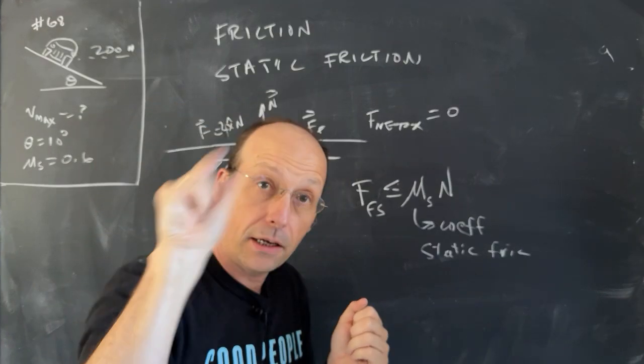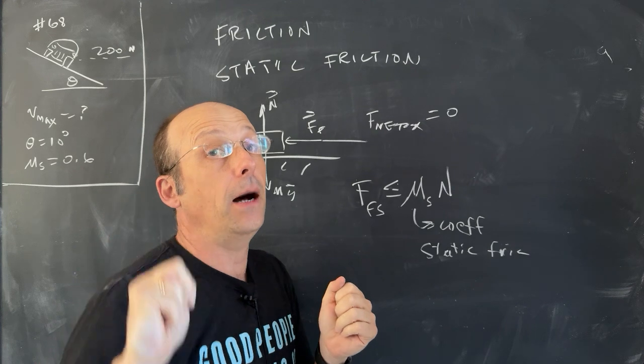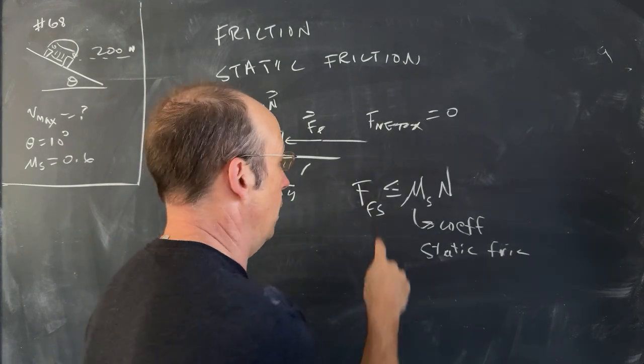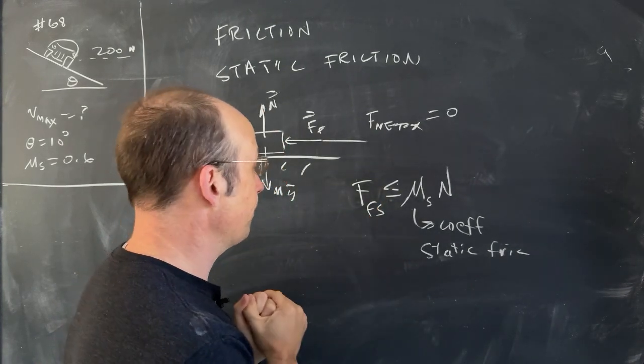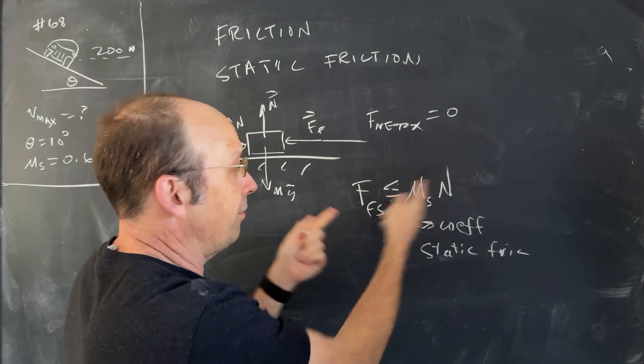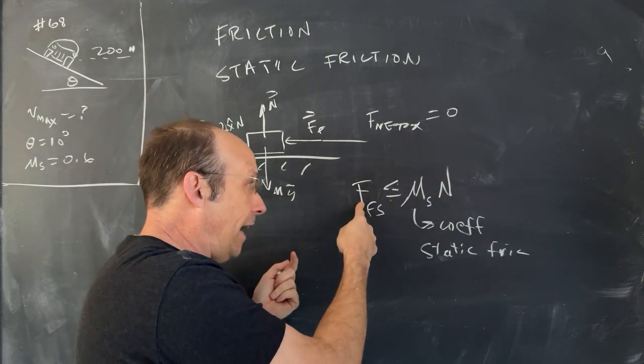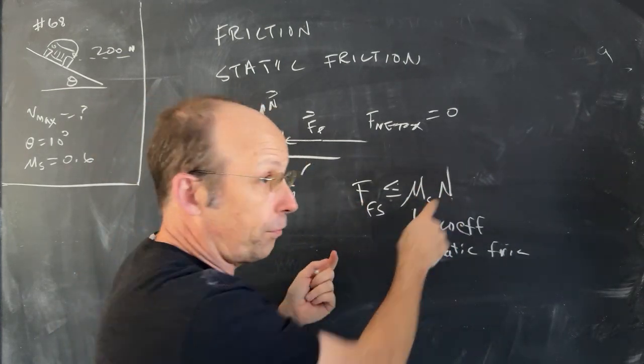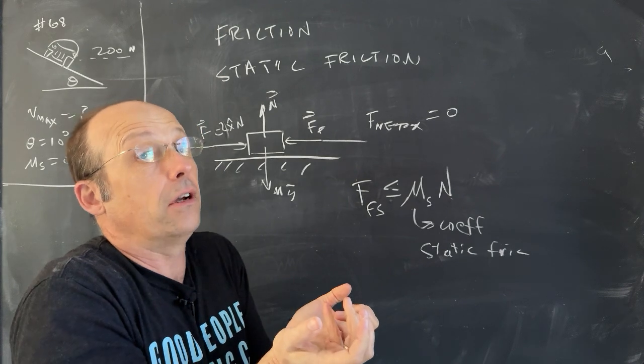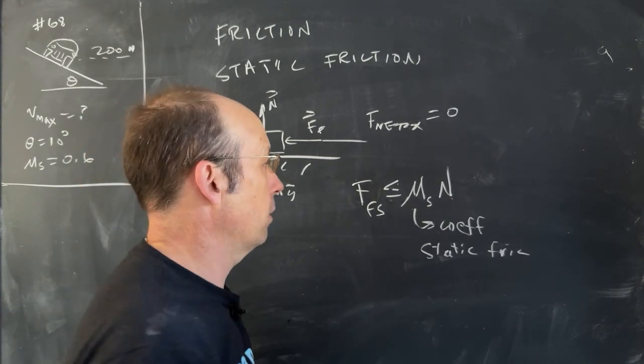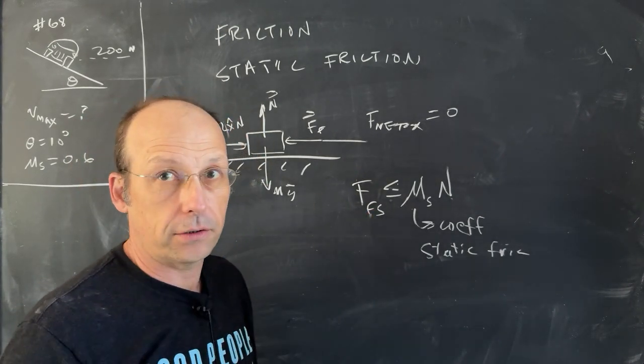It has to be parallel to the surface and in the opposite direction to prevent it from sliding up to that maximum point. So again, this is not a vector equation because that's a vector force, that's a vector force, but they're in different directions. So you can't really say they're even equal to each other. Okay, but that's our model for static friction.